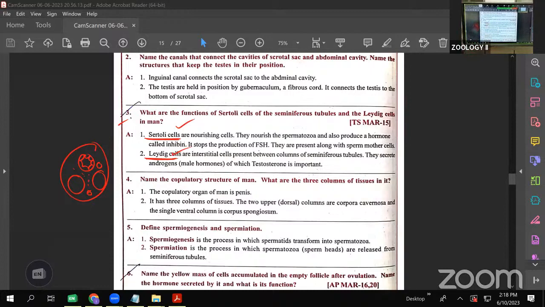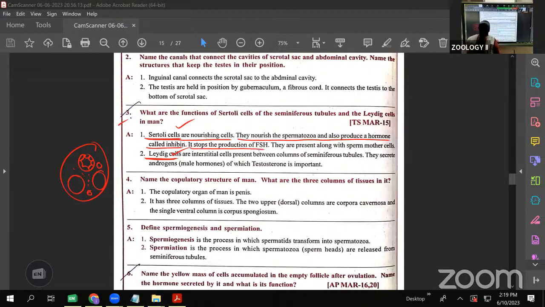What is the function of the Sertoli cells? They are the nourishing cells. They give nourishment to the sperms. They nourish the spermatozoa and also produce a special hormone called inhibin hormone. It stops the production of follicle stimulating hormone.